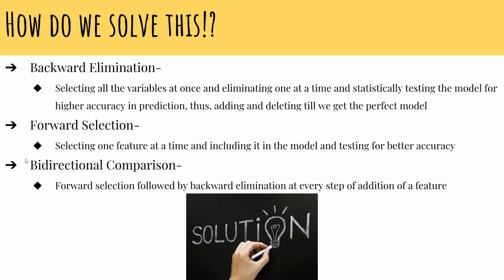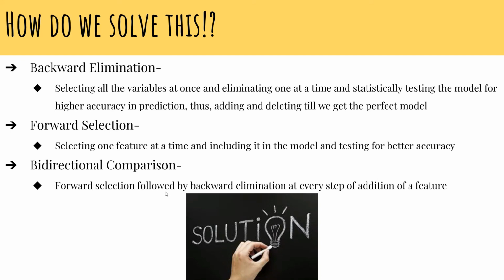Combining both backward and forward selection is the bidirectional comparison. Now, as the name suggests, we are doing it bidirectionally. So initially we try to go with a forward selection, we include a feature, and then with every addition of the feature in every iteration, we actually do a backward elimination at every step, and it will give you a lot of combinations of independent variables.